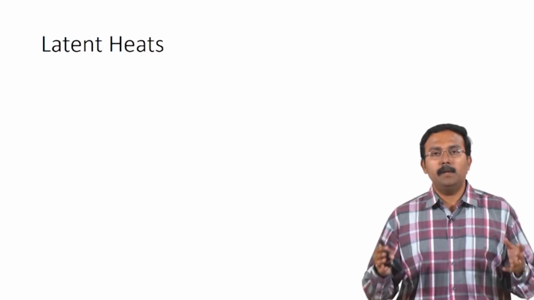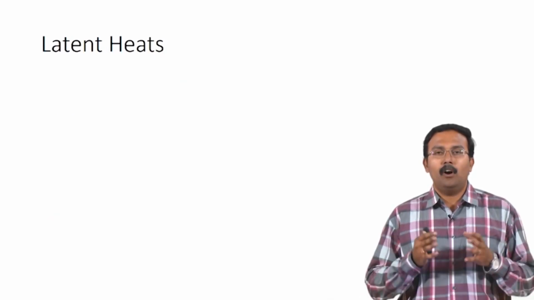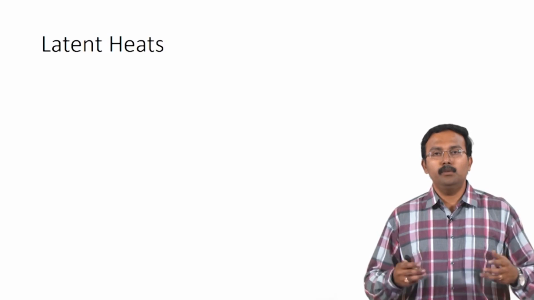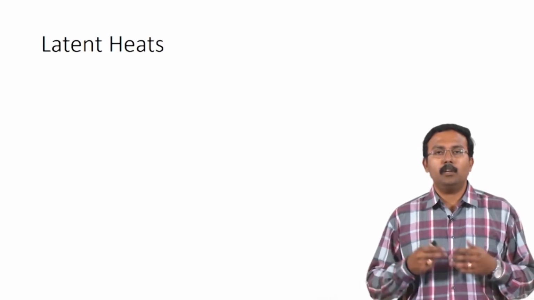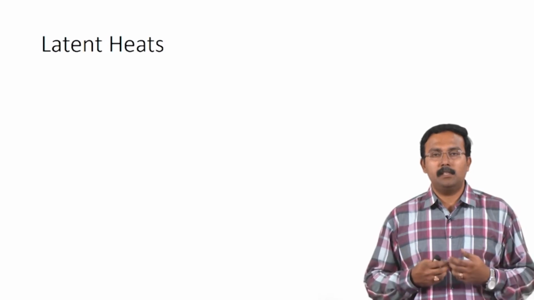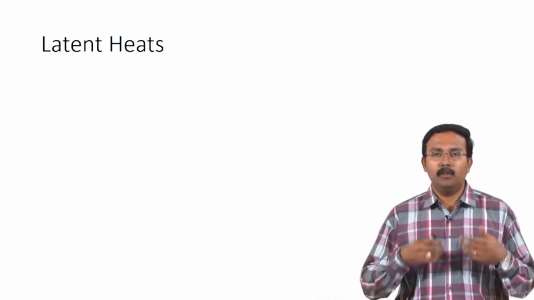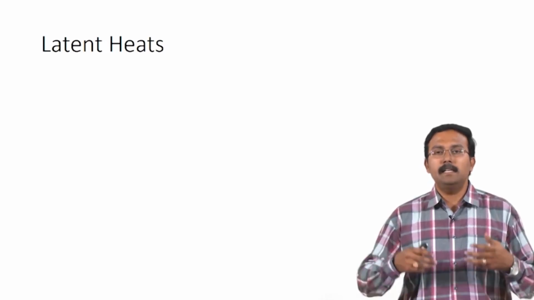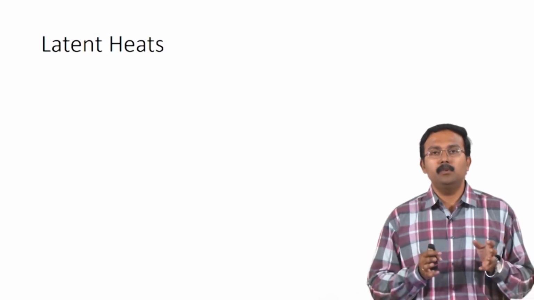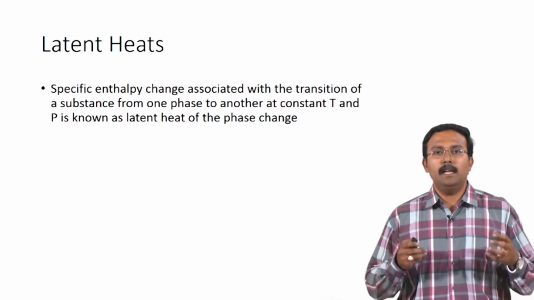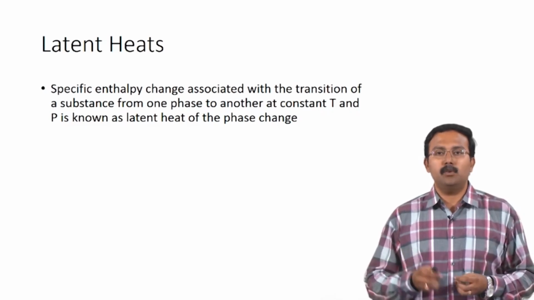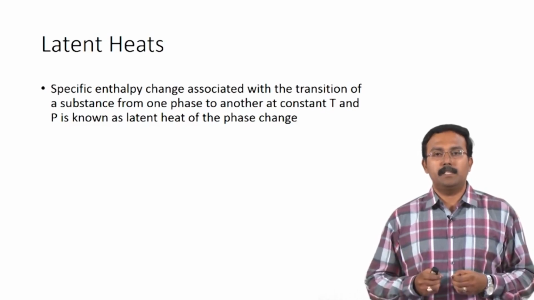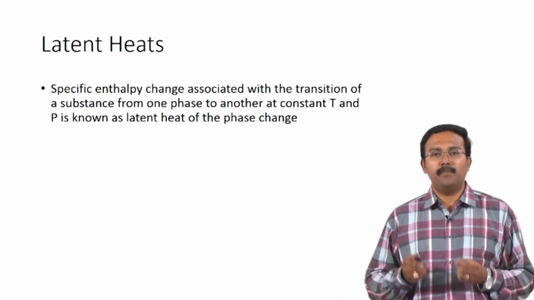The difference between the internal energy or enthalpies of the liquid phase and the gas phase, or the solid phase and the liquid phase, are due to something called latent heat. So, we talked about sensible heat, which is the heat which is taken up by a system to increase the temperature. That we have looked at earlier. So, what is latent heat? Here the heat supplied does not help in increasing the temperature of the system; however, it goes into changing the phase of the system. So, latent heat is the specific enthalpy change associated with the transition of a substance from one phase to another at constant temperature and pressure. This is also called the latent heat of phase change.